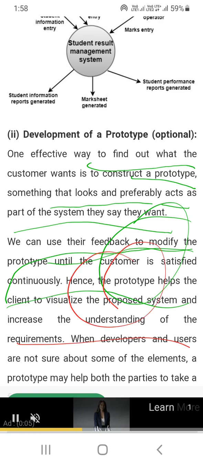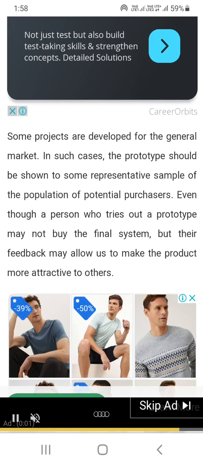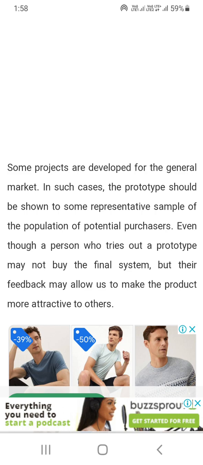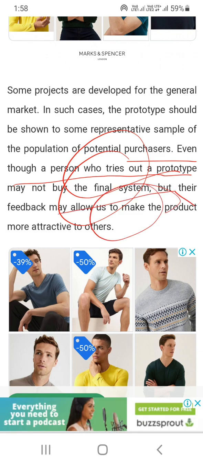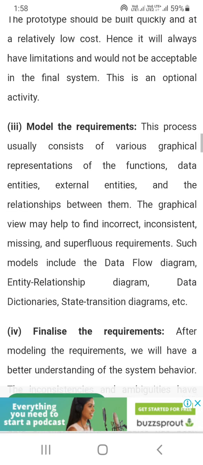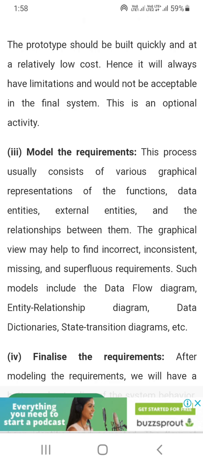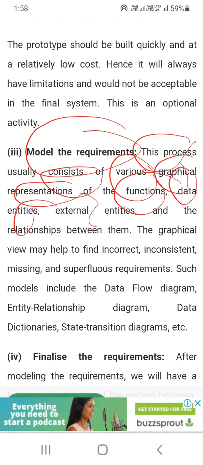Okay, now you need to know that some projects are developed for the general market. In such cases, the potential purchasers may try out the prototype, and this can make the product attractive to others. Now model the requirements. So your responsibility is to understand the customer. This process usually consists of various graphical representations of the functions, data entities, external entities, and the relationships between them.